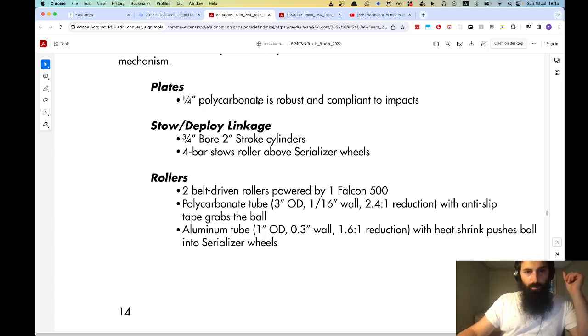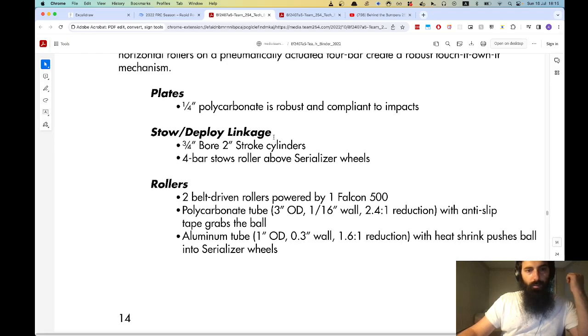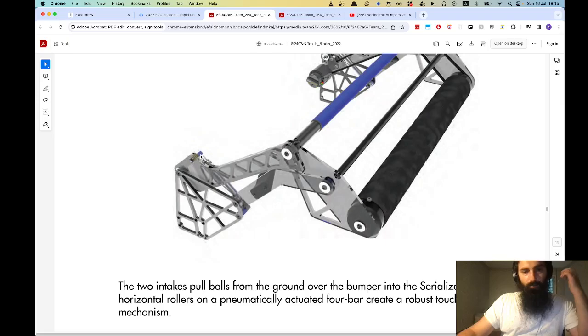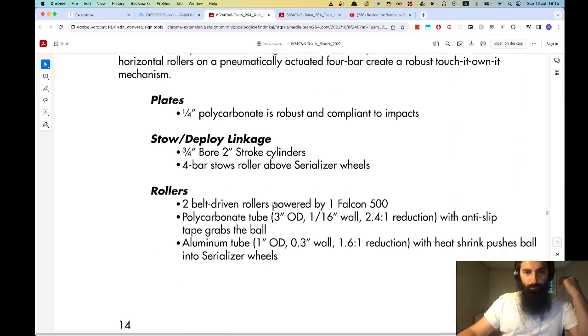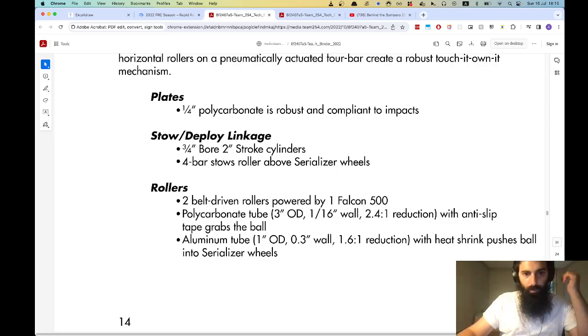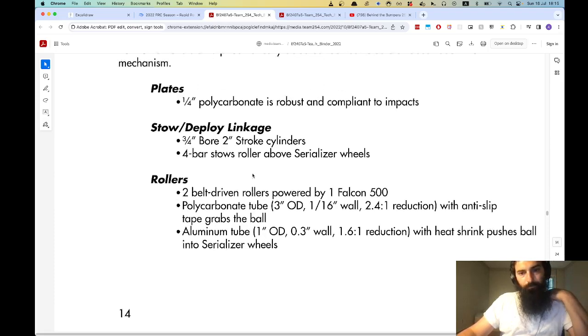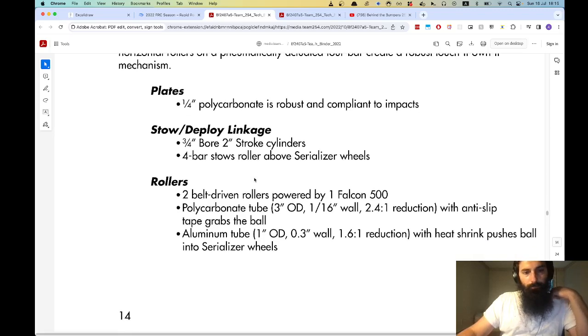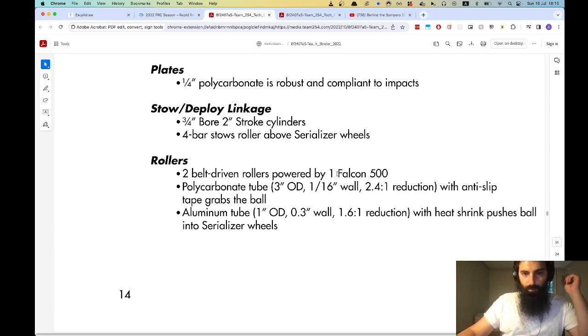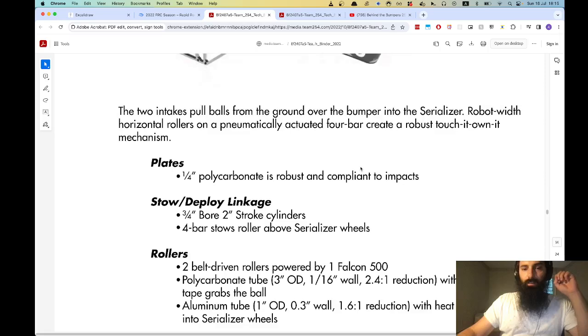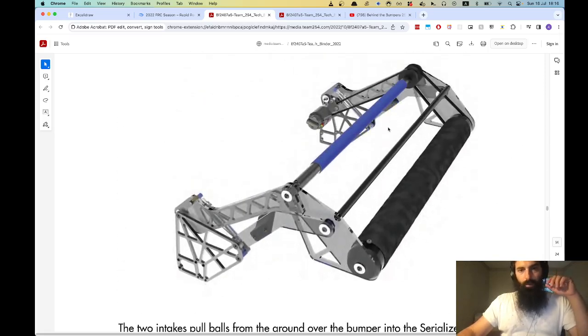So the plates, it's 1/4 inch polycarb. Okay, so there's nothing interesting there from a programming point of view. So here is the specification for the deploy or retract mechanism. So there's cylinders, and we'll get into that. And then the rollers, so it doesn't look like there's any additional electronic or programming information. This is a specification of the type of motor, and that will be factored into the program. So essentially that's it.